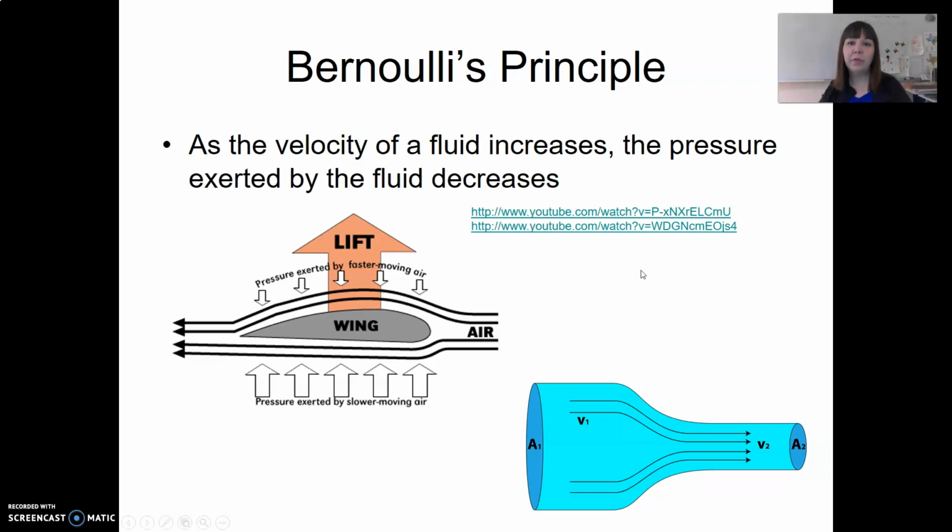So I've got two little videos with do-it-yourself activities. You can try these at home. We'll do some of them when we do our labs together, but take a look at these and see if you can see Bernoulli's principle at work.